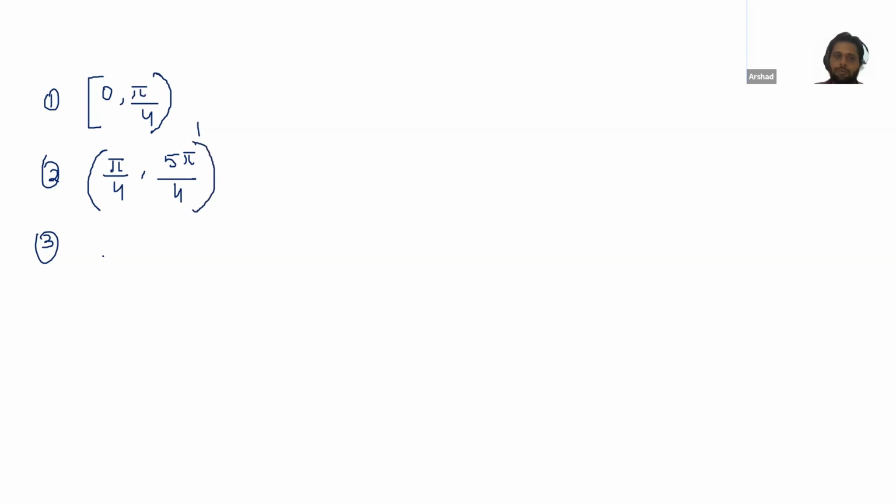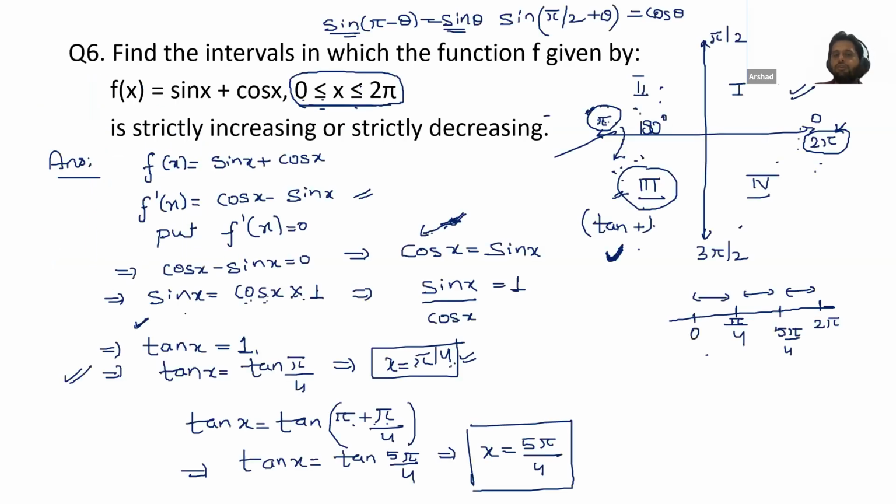Next question is from Abdur. Abdur, the last interval we have is 5 pi by 4 to 2 pi. So Abdur, this 5 pi by 4 is open or closed? Open. Good. 2 pi? Closed. Very good. This is closed. Why is it closed? Please check the question. Here you have less than or equal to. So in the question, they have already included this. 2 pi is not a critical point. So we have these three intervals.